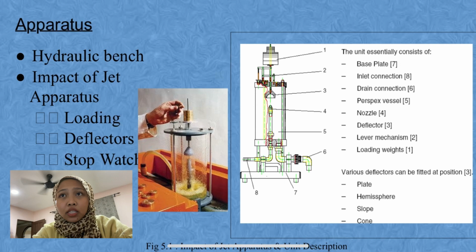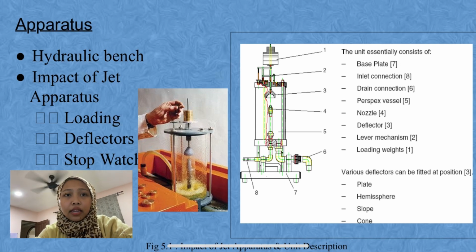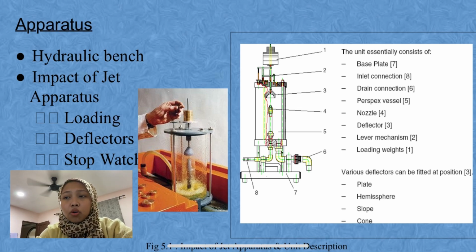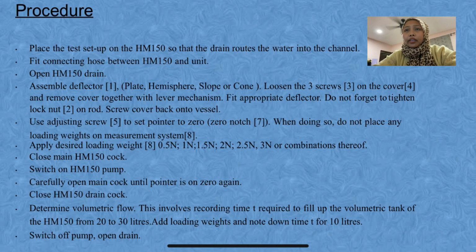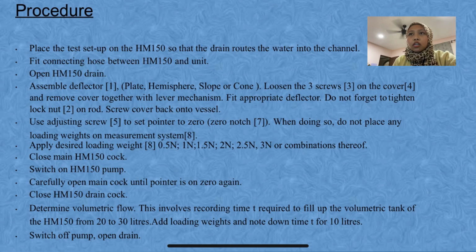The apparatus is, first, the hydraulic bench. Second is the impact of jet apparatus. The impact of jet apparatus has a loading, deflector, and stopwatch. So this is the impact of jet apparatus and unit description. Okay, this is the procedure of the experiment. We can apply the procedure.